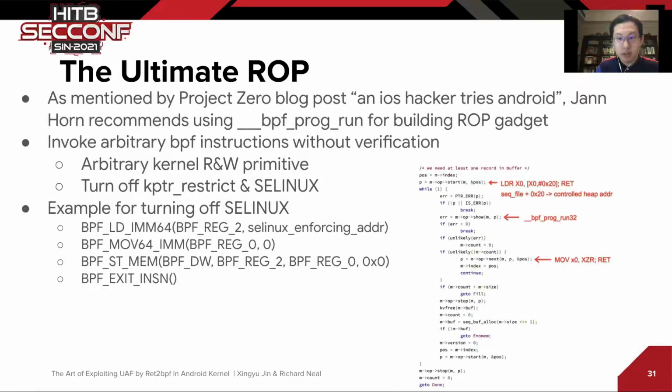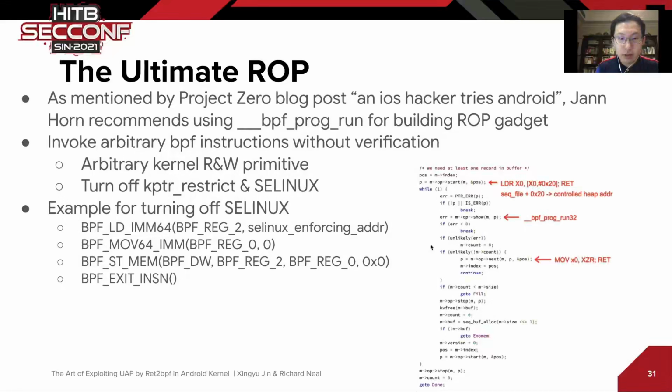As a consequence, now you can get an absolute kernel read and write primitive. For instance, you may disable kptr_restrict and SELinux in this way. So here is the drop gadget filled to do the Ret2bpf. And here is the result of disabling SELinux.